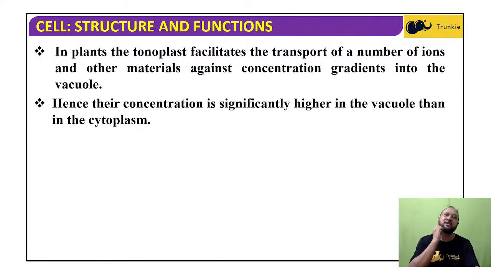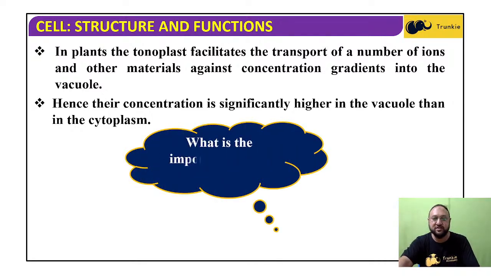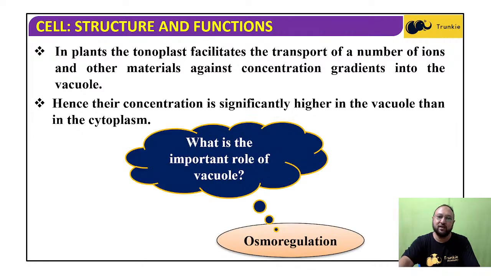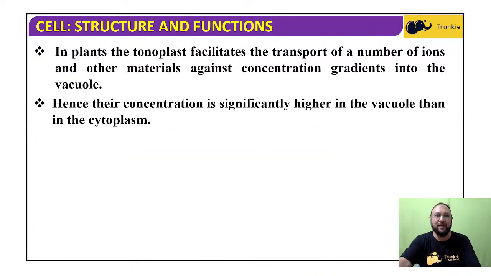So that is the reason the concentration of ions is very high in the vacuole than in the cytoplasm, because the tonoplast is allowing the movement. What is the important role of the vacuole? It is osmoregulation. Ninety percent of the cell volume is occupied by the vacuoles, to maintain the ionic balance.